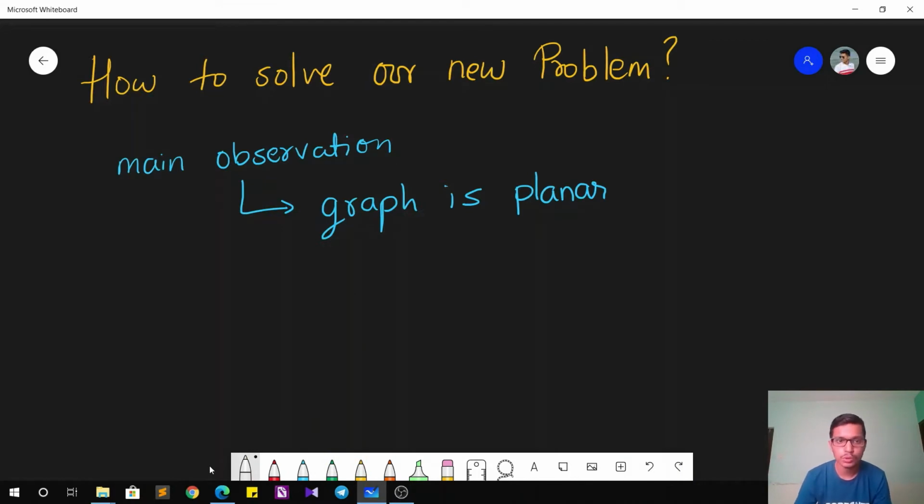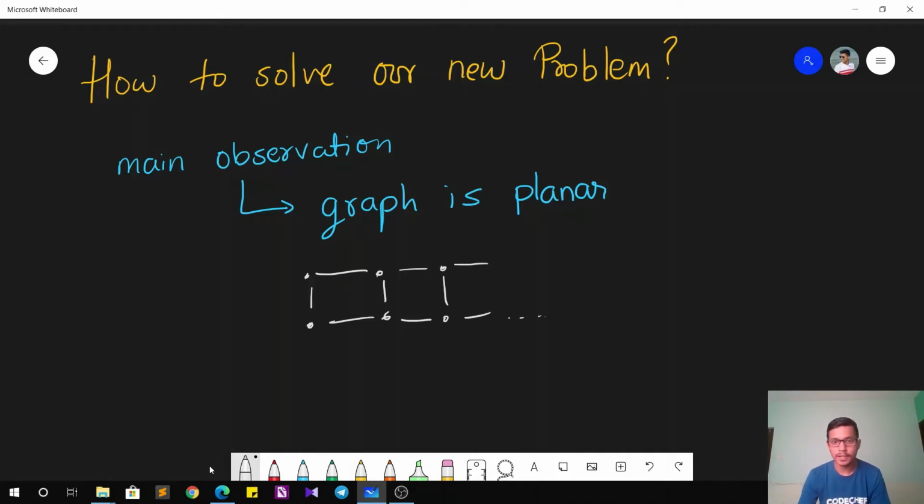So now to solve our new problem, the first main observation is that the graph that we are going to draw is a planar graph. What do I mean by that? We know that planar graphs are those in which the graph can be drawn without any two edges crossing each other. And you can see for yourself that by construction, any graph that you draw for the given question and the constraints will always be a planar graph. That is, no two edges will cross each other, right?